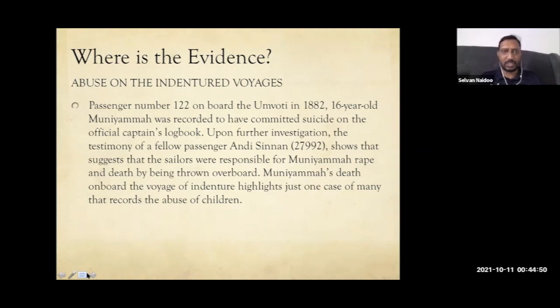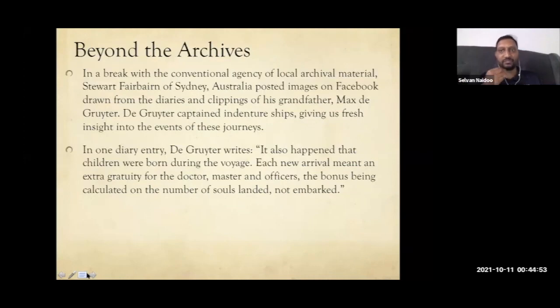Beyond the archives, and this is a sensational find, which we need to unpack in a more detailed paper, in a break from conventional agency and local archival material, Stuart Furburn of Sydney posted images on Facebook. He had drawn this from the diaries and clippings of his grandfather, Max de Krutter. Max de Krutter had captained indenture ships for a number of years. And so his diary and the pictures that the grandson had posted start giving us fresh insight into the events of these journeys. And in one particular diary entry, it talks to how children became part of the system.